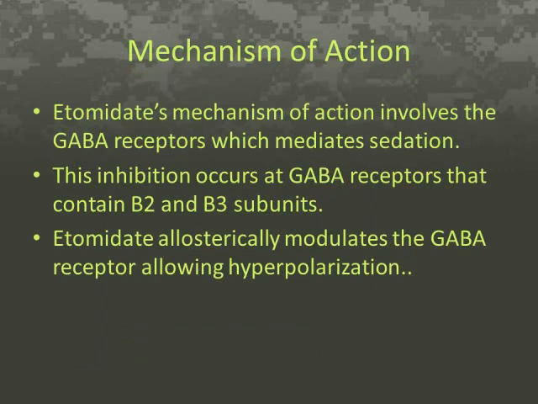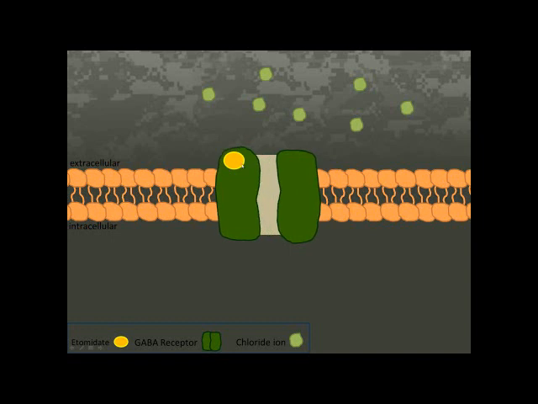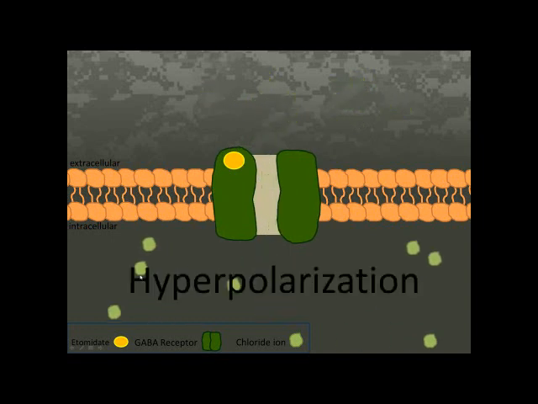Etomidate's mechanism of action involves the GABA receptors which mediate sedation. This inhibition occurs at GABA receptors that contain beta-2 and beta-3 subunits. Etomidate allosterically modulates the GABA receptor, allowing hyperpolarization. Now watch in this graphic representation as Etomidate in the top left corner moves down, binds to the GABA receptor, causing chloride to influx in, causing a sedative effect.